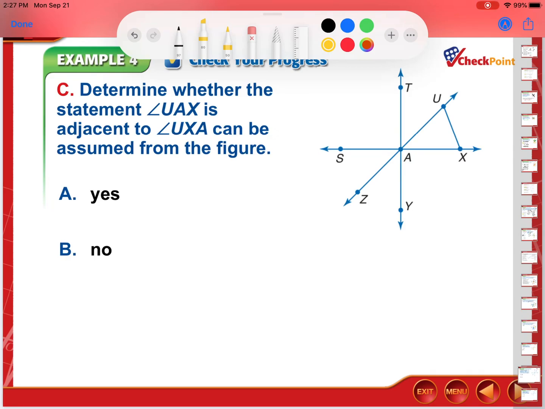Determine whether the statement angle UAX is adjacent to UXA can be assumed by the figure. So we do have a shared ray, but we do not have a shared vertex. So by the definition of adjacent, they are not adjacent. And we also have all these shared points in here, which is also a big no-no for the definition of adjacent.